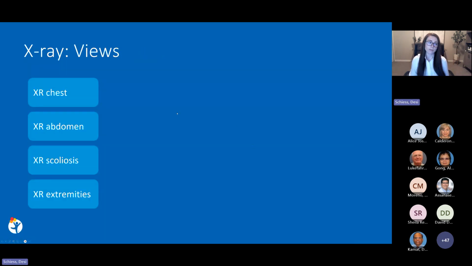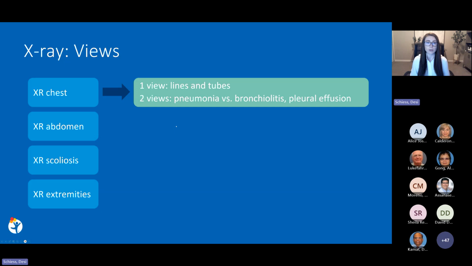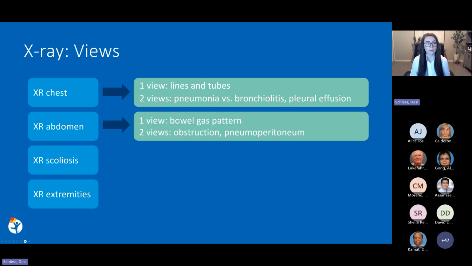A few tips on how many views to order depending on the body part. For chest x-rays, inpatients with support devices usually only need one view to determine if the lines and tubes are in satisfactory position, whereas most outpatients with concern for pneumonia will get two views. Due to the shape of the diaphragm, lateral chest x-rays can detect smaller volumes of pleural fluid than frontal chest x-rays. For the abdomen, one view is usually sufficient to assess the bowel gas pattern or the amount of stool, although I know that none of you will order constipation x-rays after this talk.